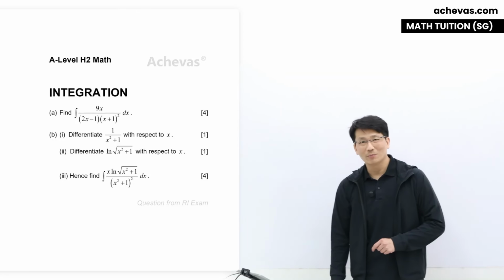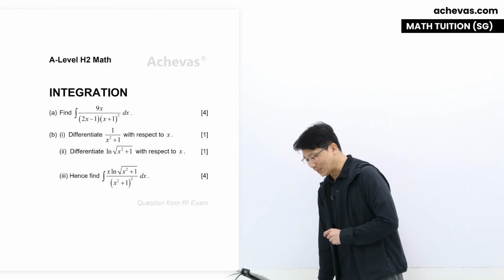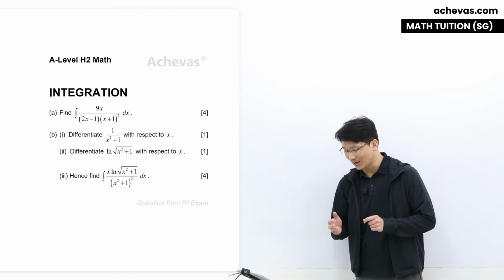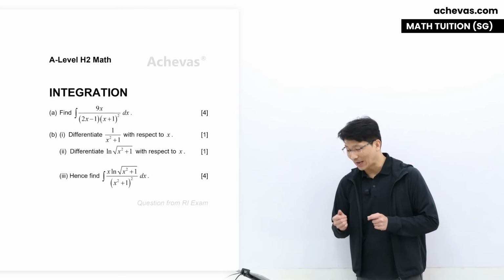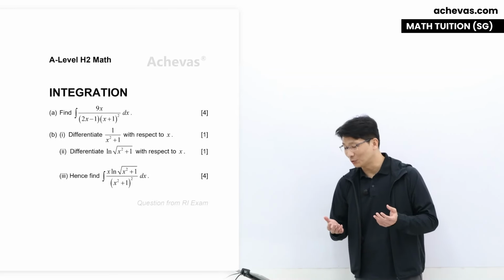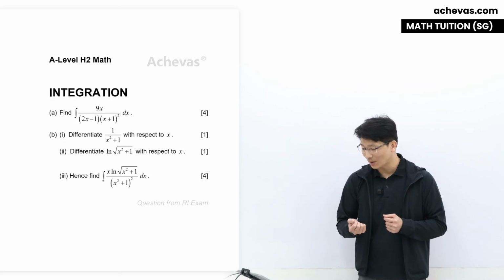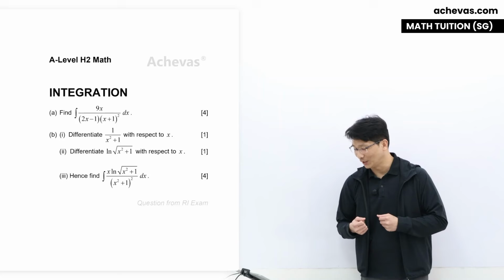Now let's continue with part B of this question. Part B comprises 3 parts. Part 1, part 2, part 3. And part 3 is a hence kind of question. So I guess I'm going to do my part 1 and part 2 first. Later on, we perhaps will require the answer for these first 2 parts to apply for my part 3.